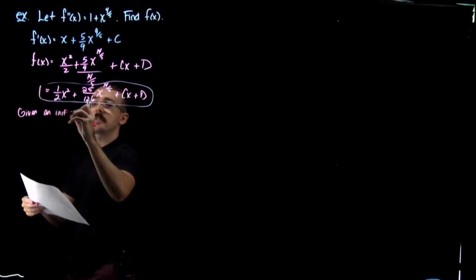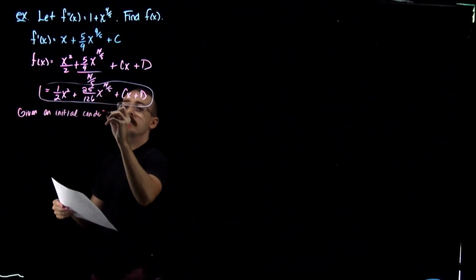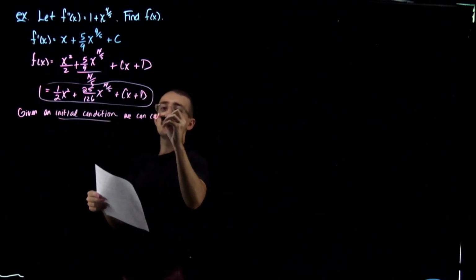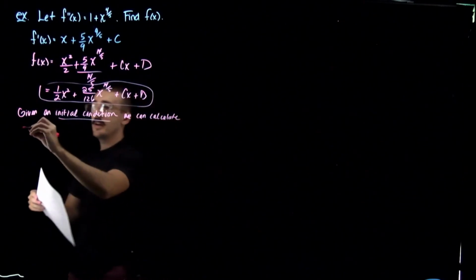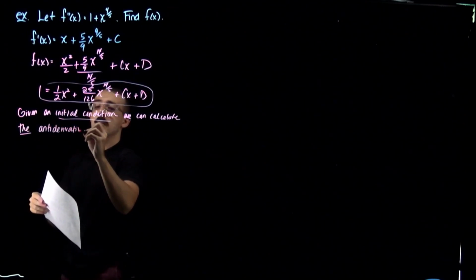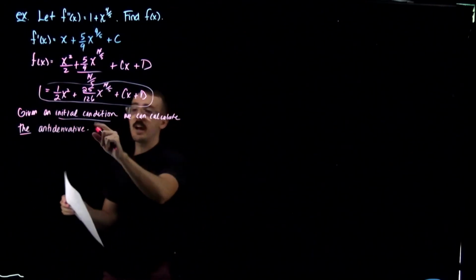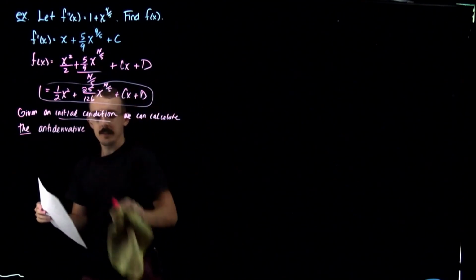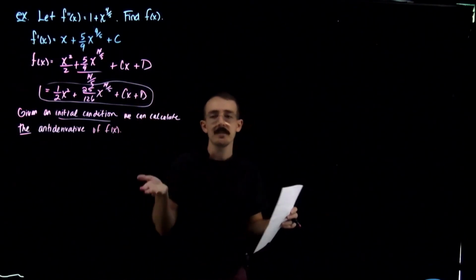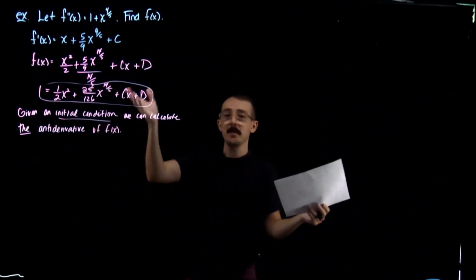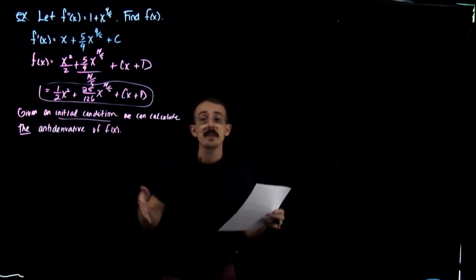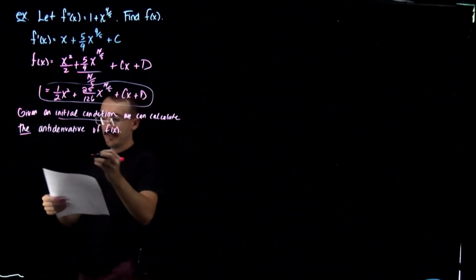All right, so given an initial condition, we can calculate the antiderivative of some function f. So I'll just say of maybe f of x. So before we weren't given an initial condition, so we had to put this plus c off to the side, because it could have been any family of functions here. But now, if I have an initial condition, it forces the antiderivative to be one unique thing. So let's look at an example of that.